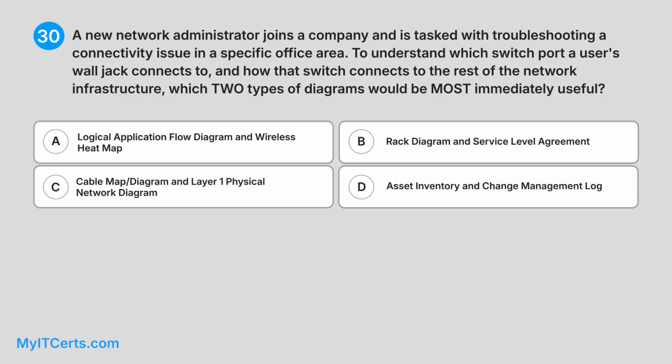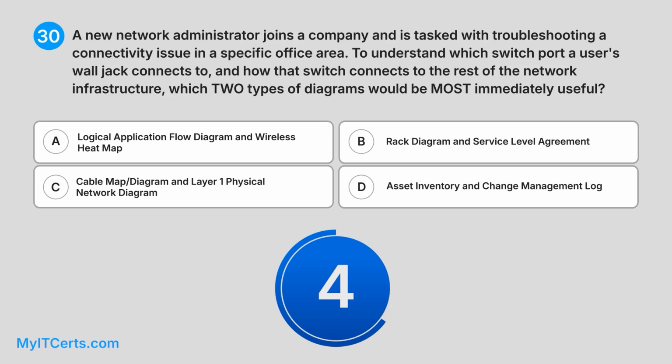A. Logical Application Flow Diagram and Wireless Heat Map. B. Rack diagram and service level agreement. C. Cable map diagram and layer 1 physical network diagram. D. Asset inventory and change management log. Do you know the answer?